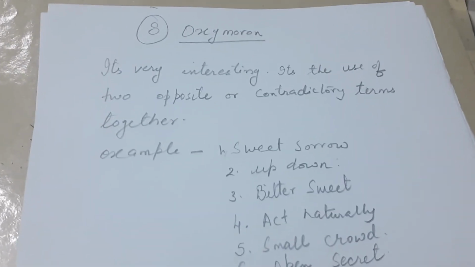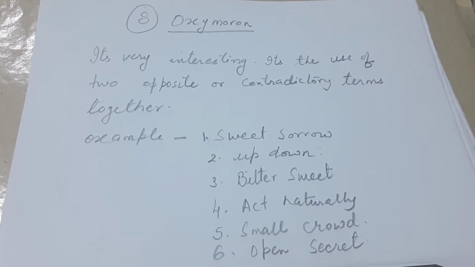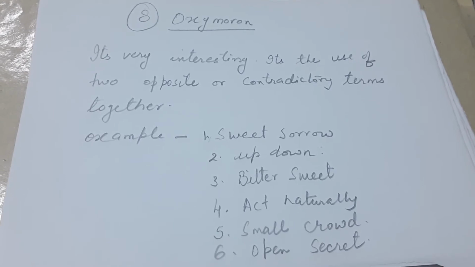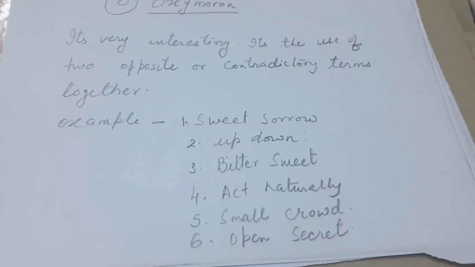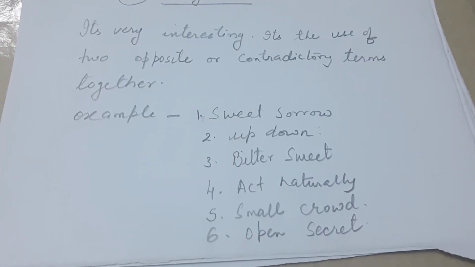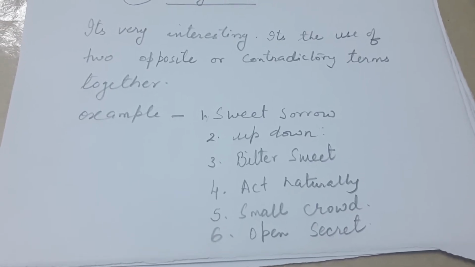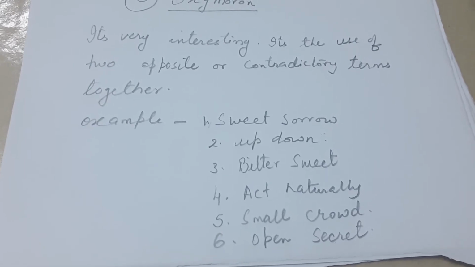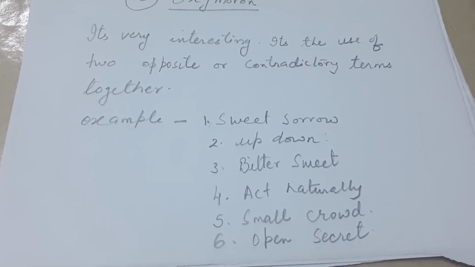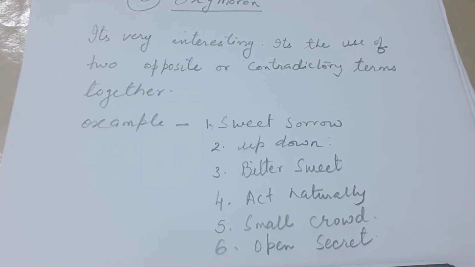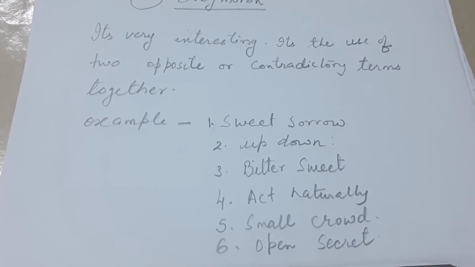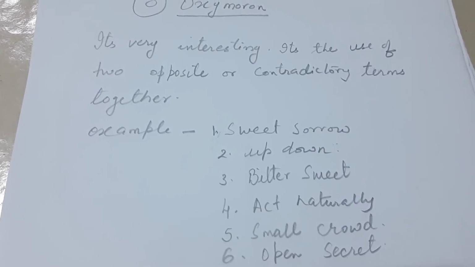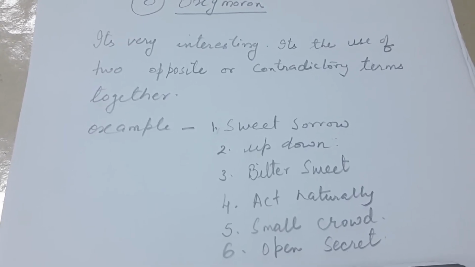Next is oxymoron. It is very interesting. It is the use of two opposite or contradictory terms together in a statement, like sweet sorrow, up down, sweet bitter, bitter sweet, act naturally, small crowd, open secret. Okay, like for example, if we use the word up down, he searched up and down to find his lost cap.